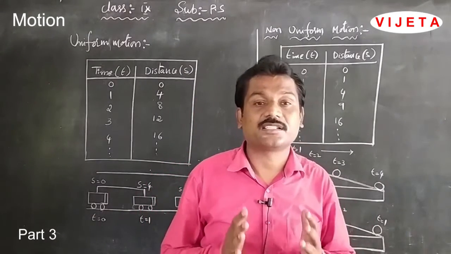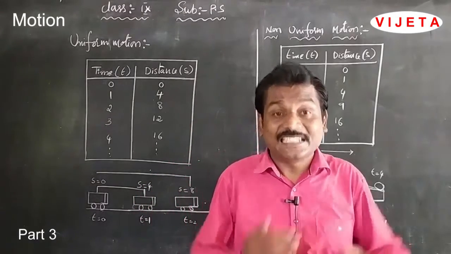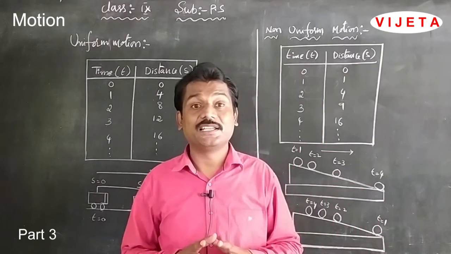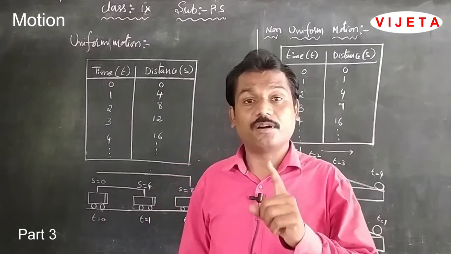That means a body does not cover equal distances in equal intervals of time. So, when a body does not cover equal distances in equal intervals of time, then the body is said to be in non-uniform motion.